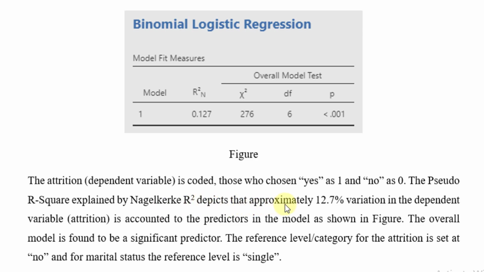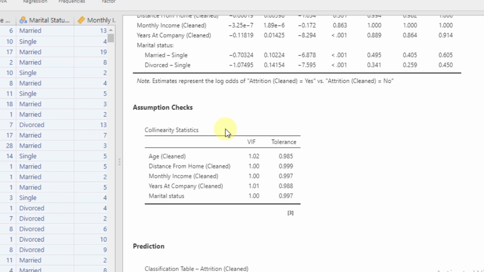It depicts that approximately 12.7% variation in the dependent variable attrition is accounted for by the predictors in the model, as shown in this figure. Further, the overall model is found to be a significant predictor. You can see here the p-value is less than 0.05. The reference category for attrition is set as no, while for marital status the reference category is set as single. Now we come towards the assumption checking.